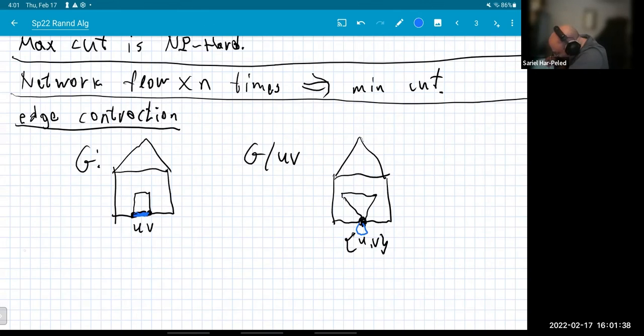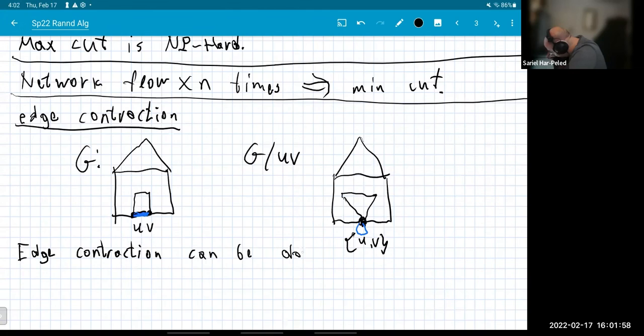And you can do edge contraction in linear time. Edge contraction can be done in O of n time. Okay, so I have to tell you a little bit about it. I'm not going to go into all the low-level details because in this case, they become mind-boggling, tedious, and boring. But let's have a go at it.